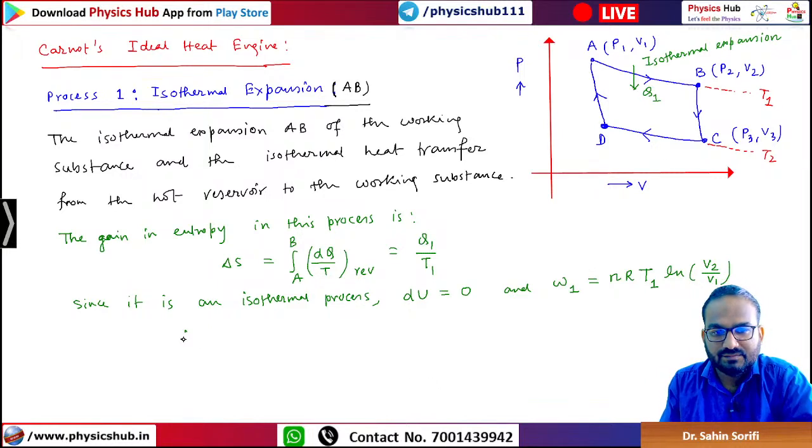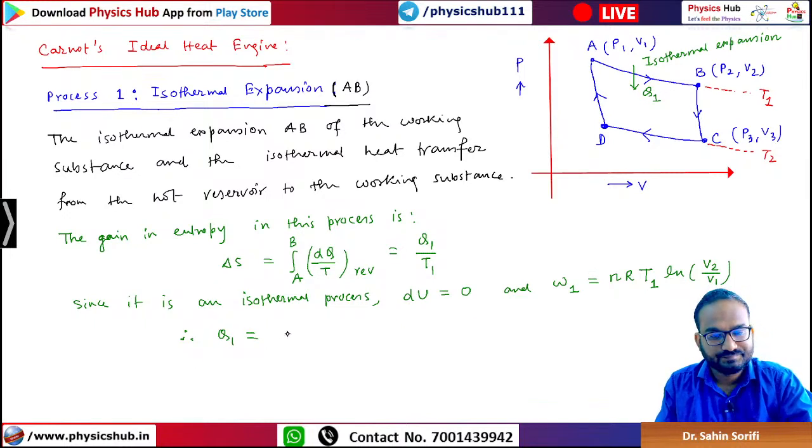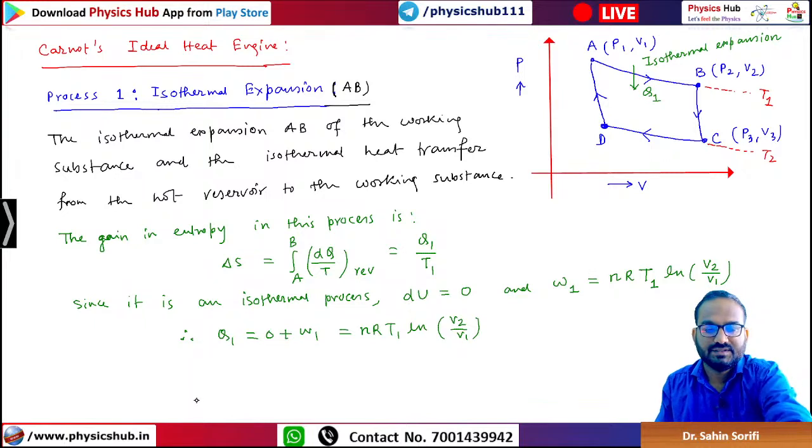So from here we can get the value of Q1. What is Q1 then? Change in internal energy plus the work done. So that is nRT1 ln V2 by V1. So let's save this. This will be used later on.